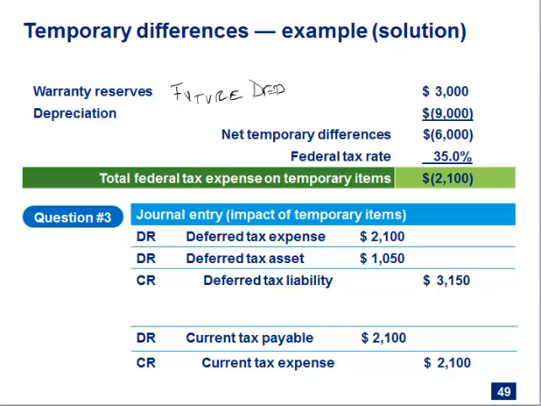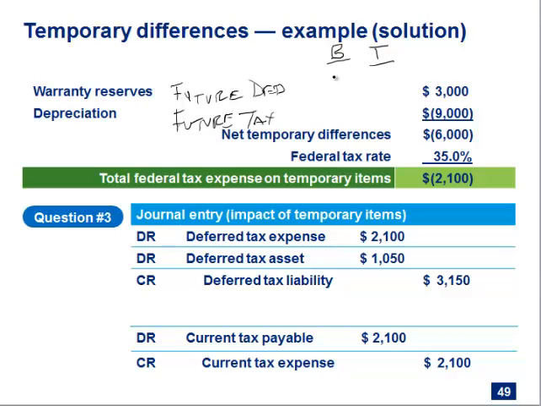So flipping back to our temporary difference slide, we said that warranty reserves were a future deduction. Well, with respect to depreciation, it's going to be the opposite. Okay? There's going to be future tax. And the reason is, again, we claimed excess tax depreciation in year 1, which means in the future we'll have the opposite. We'll have less tax depreciation than books, which on a relative basis will mean that we have more taxable income.